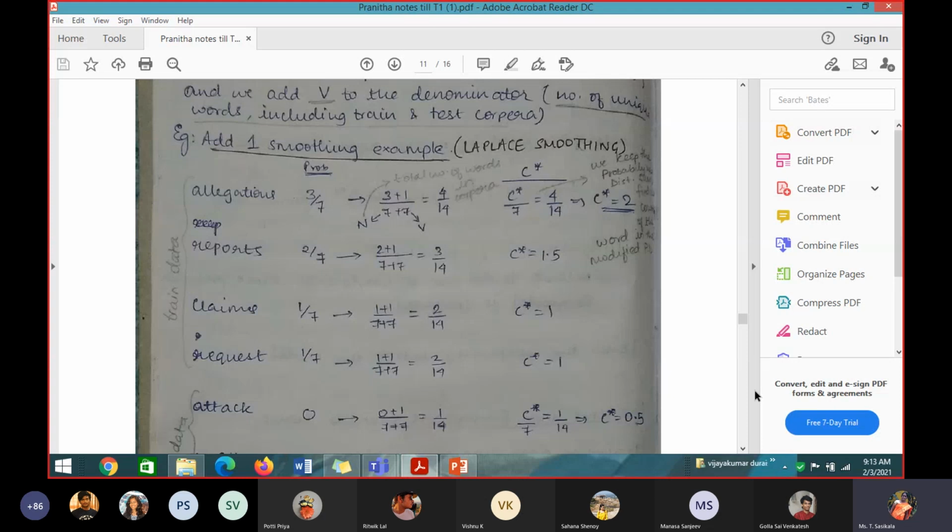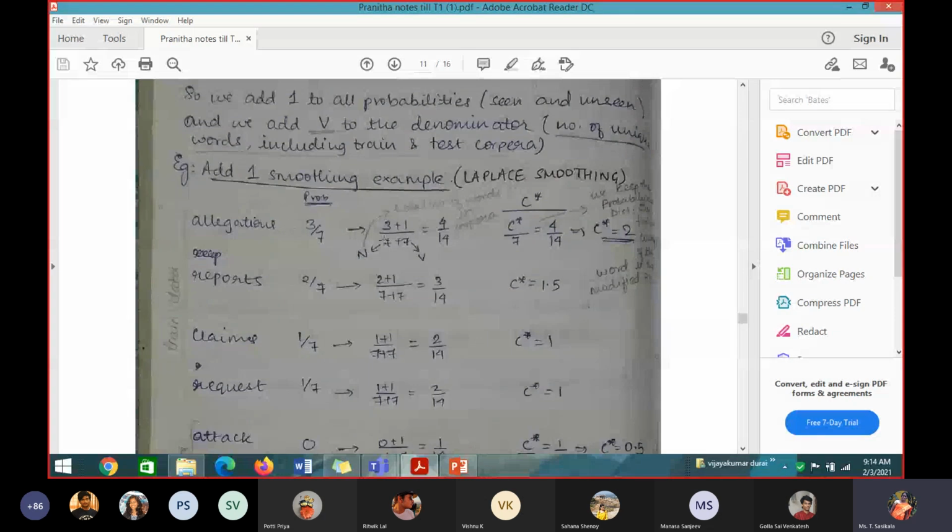See, N is the total number of words present in the training data. Please make a note. So totally how many sentences do I have in my training data, students? Since both are 7, don't get confused. N is the total number of sentences present in the training data. How many sentences do I have? Please tell me. 7 sentences.